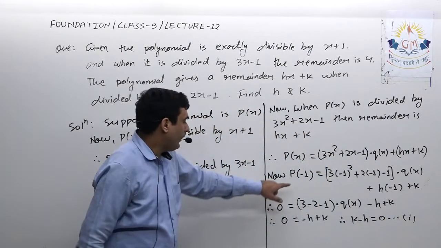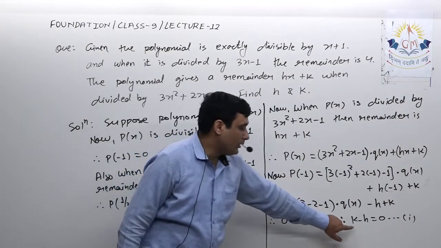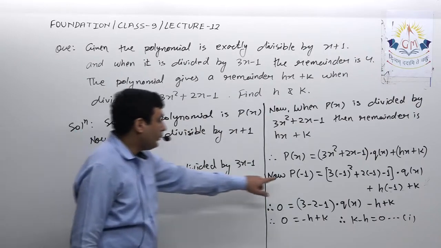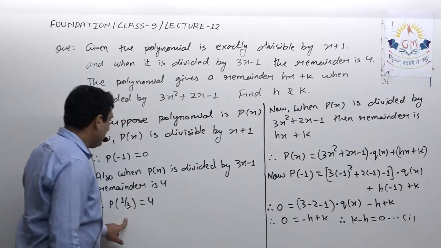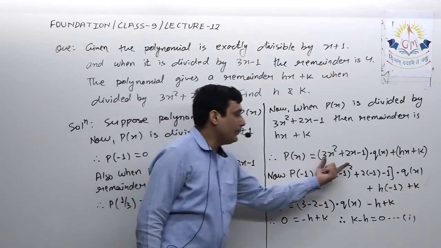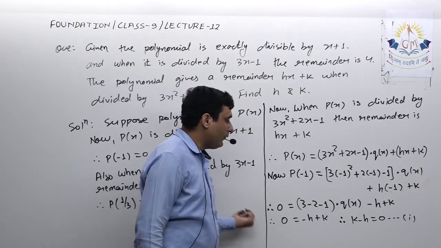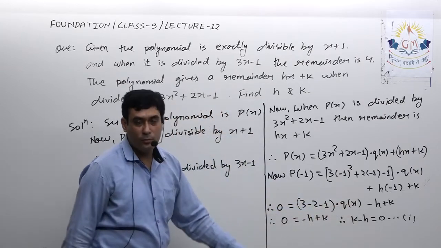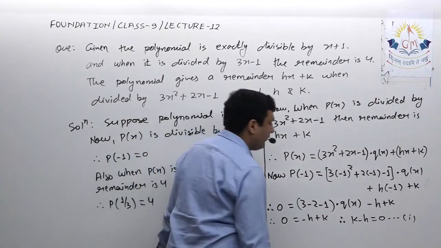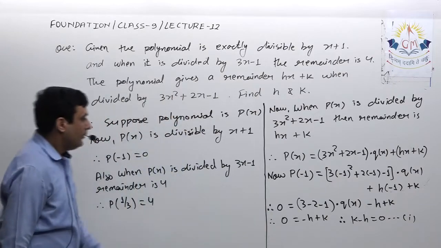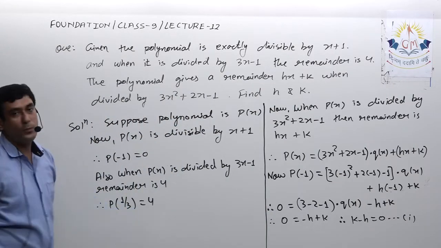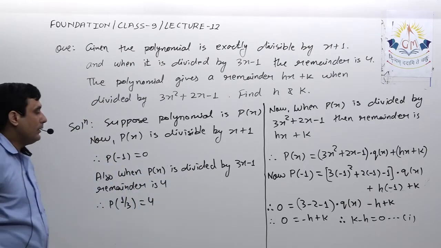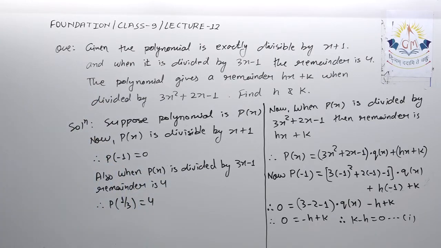Okay, when I put x equal to minus 1, I got the relation between k and h, that is k minus h equal to 0. Similarly, when I put x equal to 1 by 3, definitely again this term becomes 0, and over here I will get 4, so again I will get a relation between h and k. Then by simplifying those two relations I'll be able to get the values of h and k. So note it down up to this point, as well as try to get the second equation, and then we'll see how to solve it further.